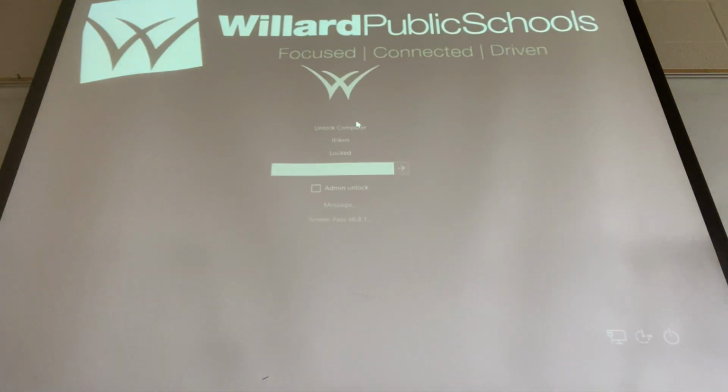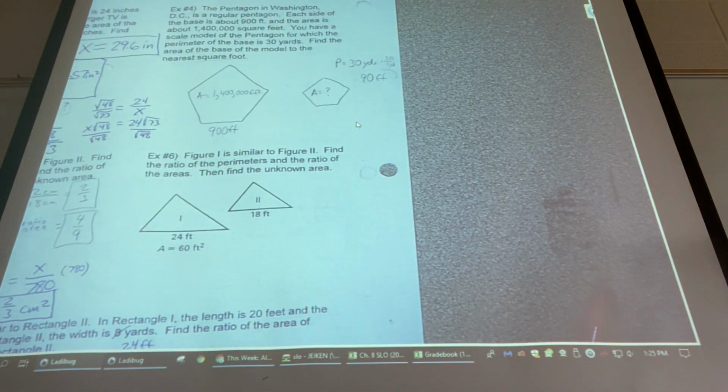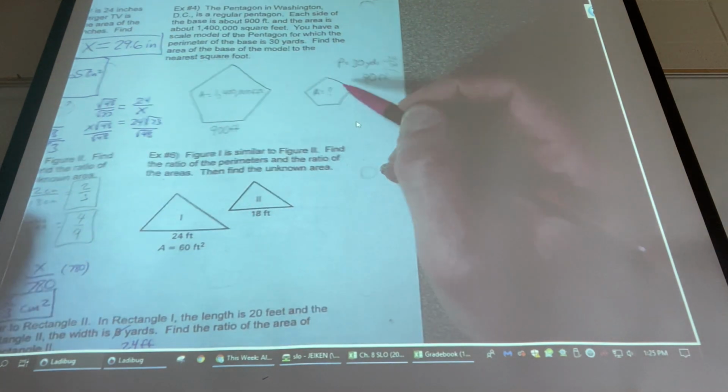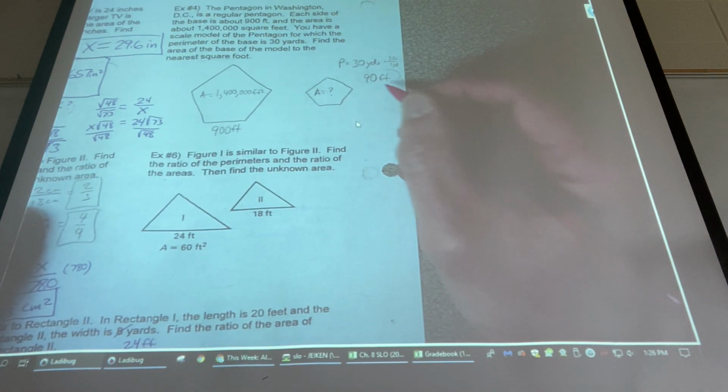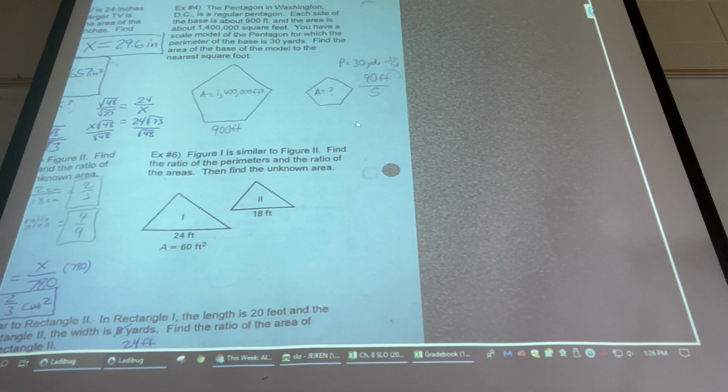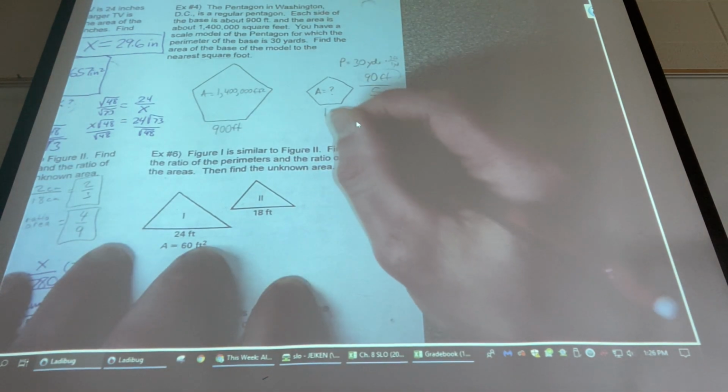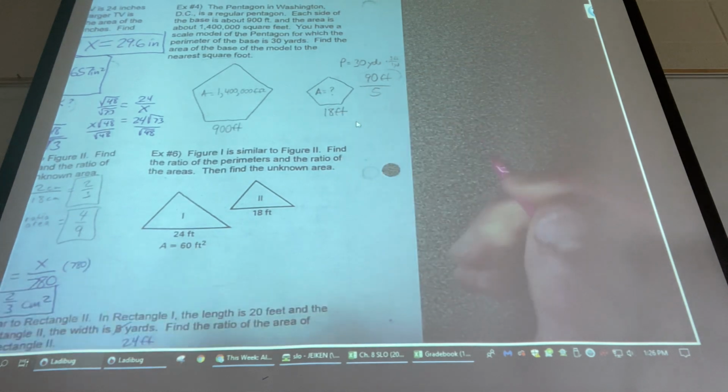Well, any other good ideas? You could divide by 5 for each side. Oh, because this is perimeter, and since it's a pentagon, these are all the same, so divide by 5. What do you guys get for the measure of one of the sides? 18 feet. Now, can you write a ratio? Yes, because you've got side lengths here.